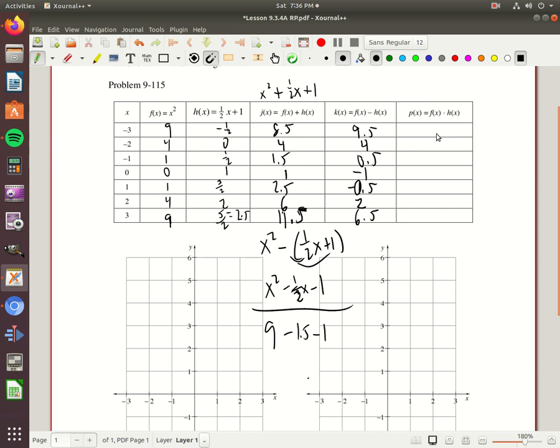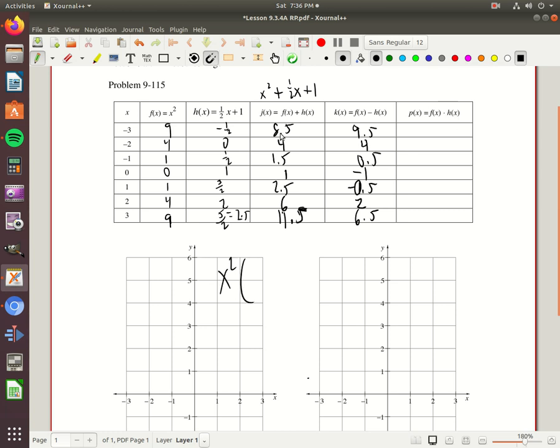So what happens when I multiply these things? So let's multiply and let's see what happens. So if I take f of x, which is x squared, and I multiply it by h of x, which is a half of x plus 1, I'm going to have to distribute. So I'm going to get 1 half x cubed plus x squared. So kind of interesting thing there. I'm going to go ahead and put this back up towards the top.